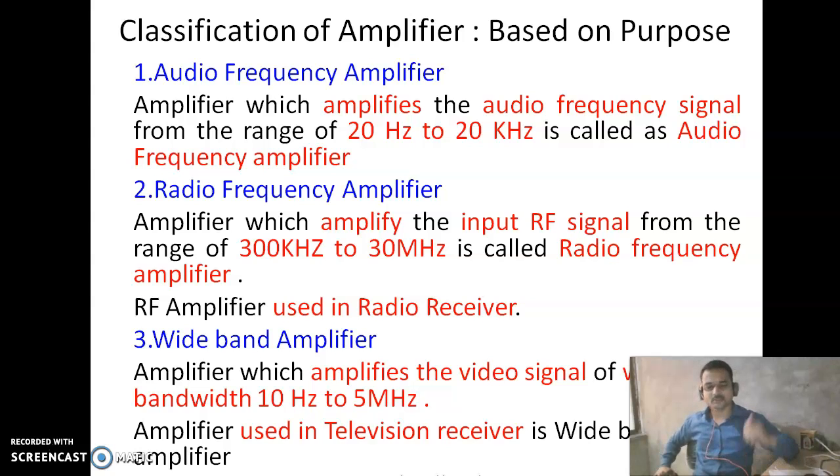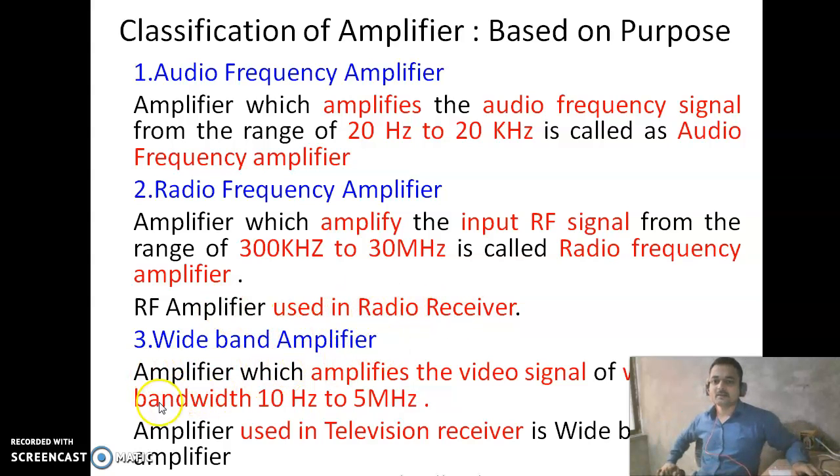Space wave propagation takes place in free space and is used for satellite communication. So this is the radio frequency signal which is amplified in the frequency range of 300 kilohertz to 30 megahertz. This is called a radio frequency amplifier. What is the application? Radio receiver.